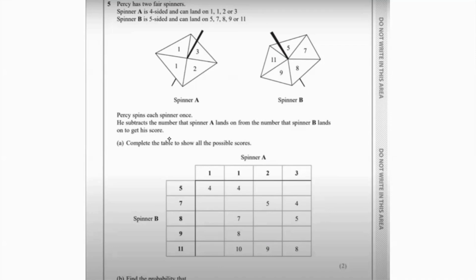So very simple, you just have to subtract your scores between spinner A and spinner B to get the final score. So as you can see, 5 minus 1 is 4. 5 minus 2 would be 3. 5 minus 3 would be 2. 7 minus 1, 6. 8 minus 1, 7. 8 minus 2, 6. 9 minus 1 is going to be 8. 9 minus 2, 7. 9 minus 3, 6. 11 minus 1 is 10. So these are your final scores.